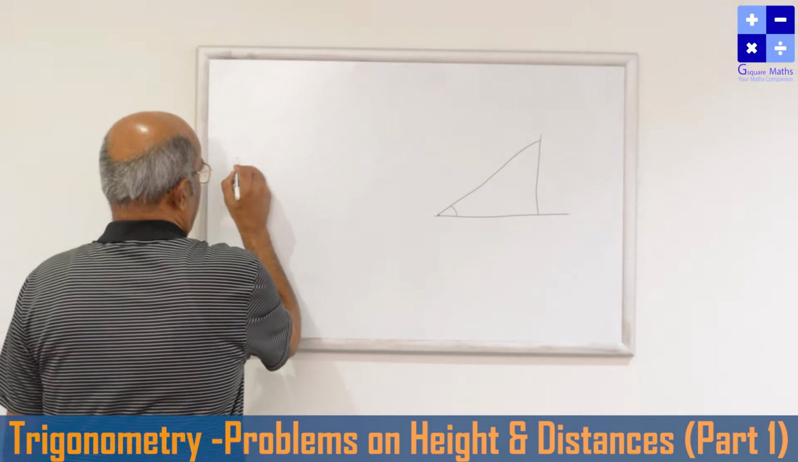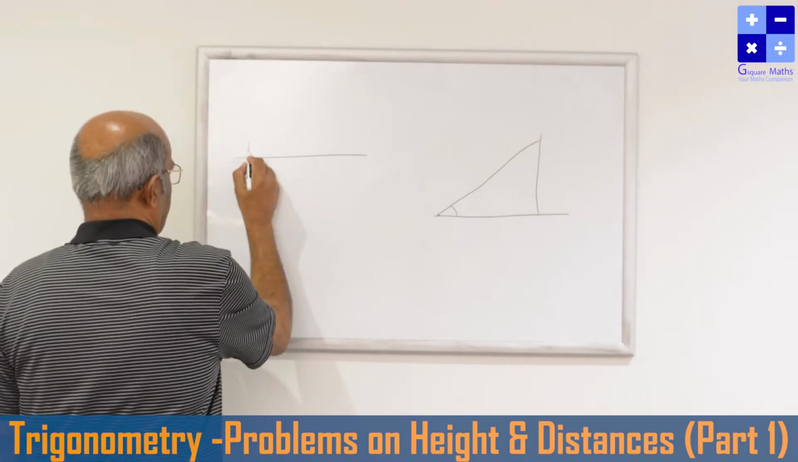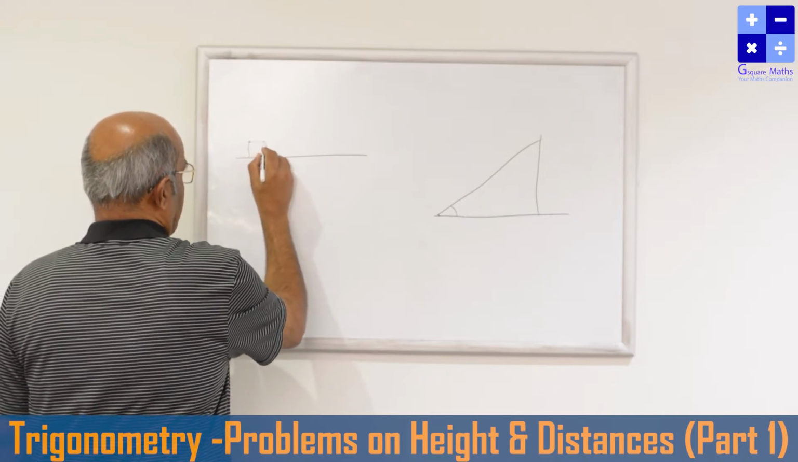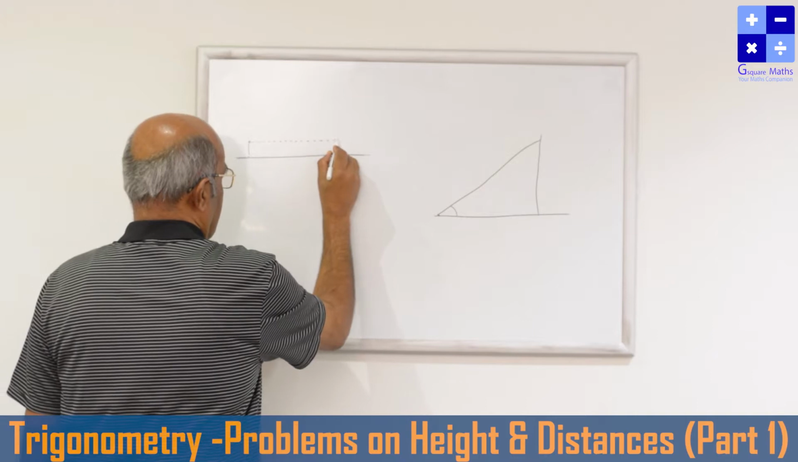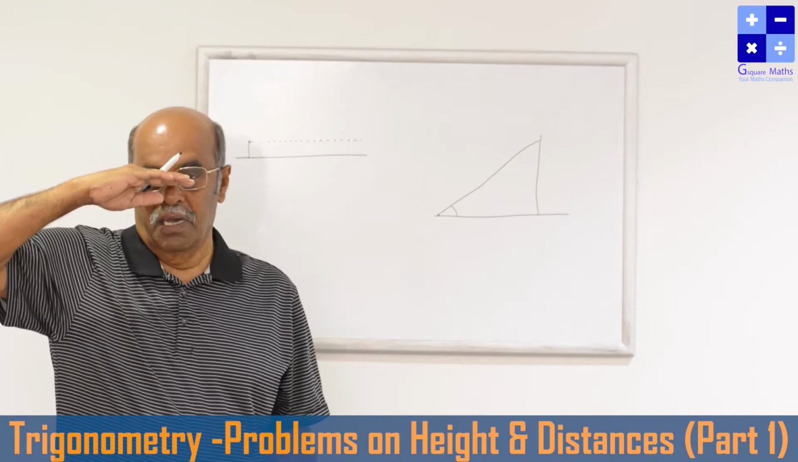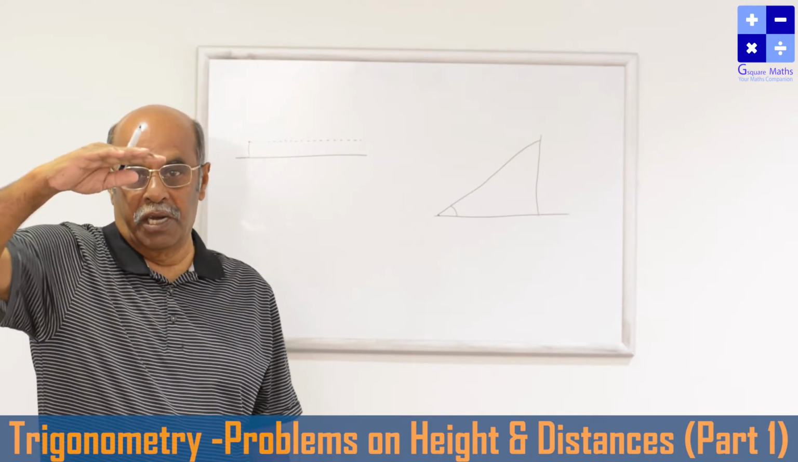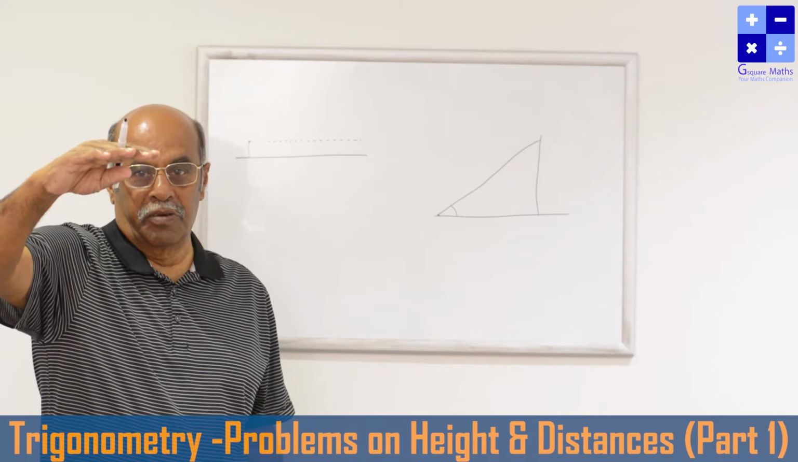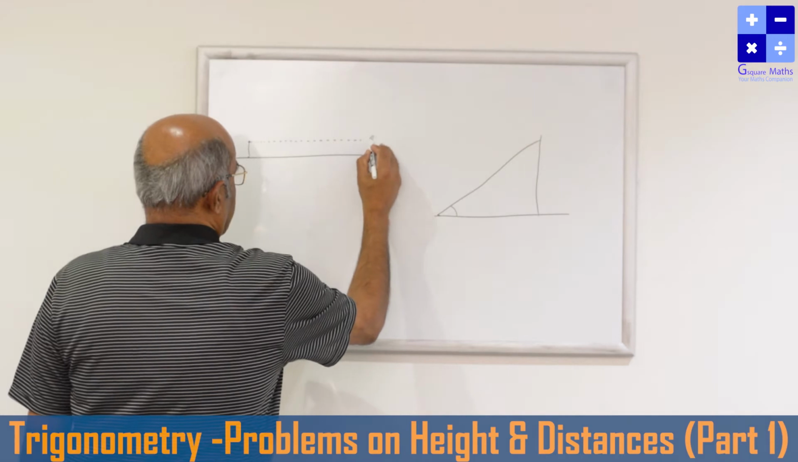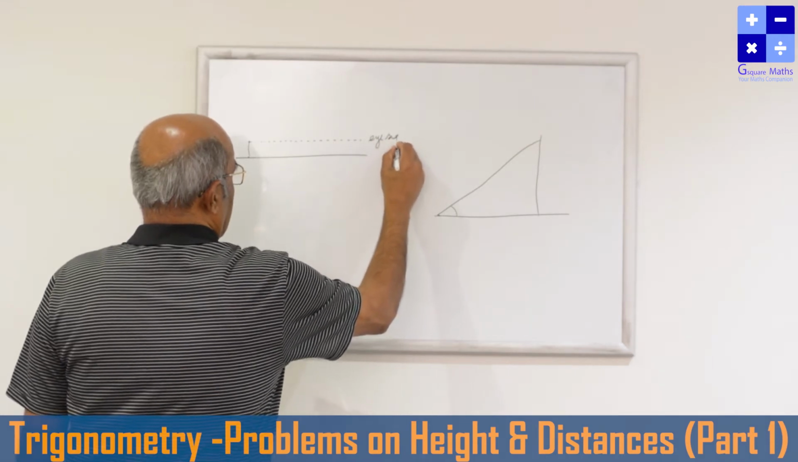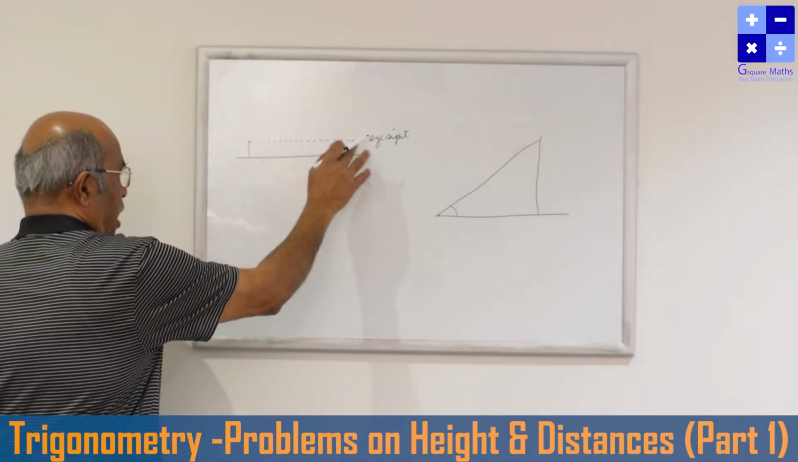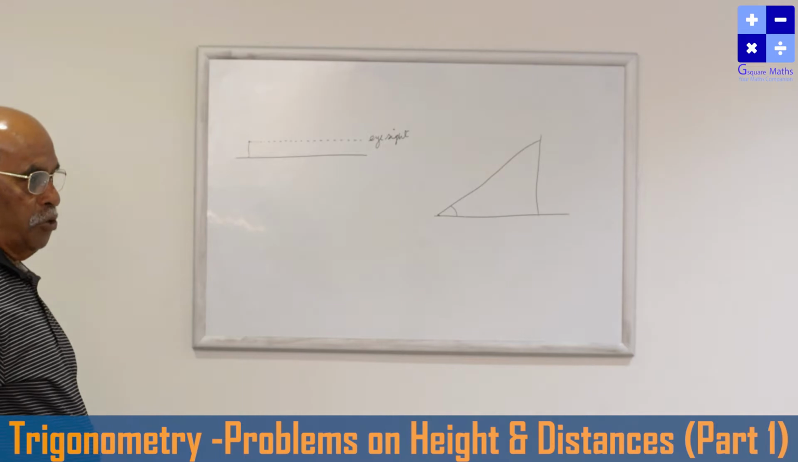A man is standing on the ground level and this is his eye. The imaginary line drawn perpendicular to the eyes of the observer, or parallel to the ground, is known as the eyesight of the observer. Now, coming to the object.